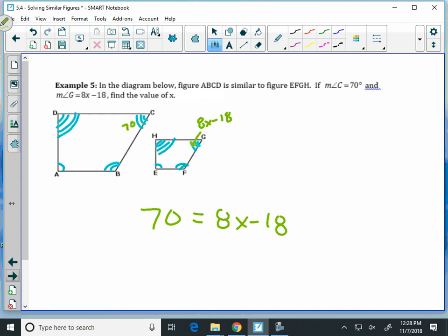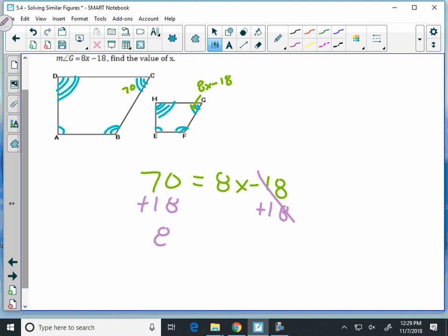So sides set up a proportion. Angles set them equal. You can't set up proportions with angles because they're not proportional, so it won't work out. Right? And then you just solve. Move the 18 over. You get 88 is equal to 8x. And then what do you have to do with the 8? Divide. So x ends up equaling what? 11.